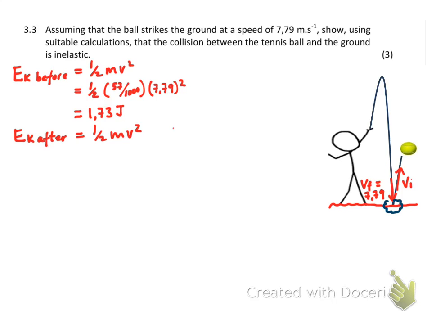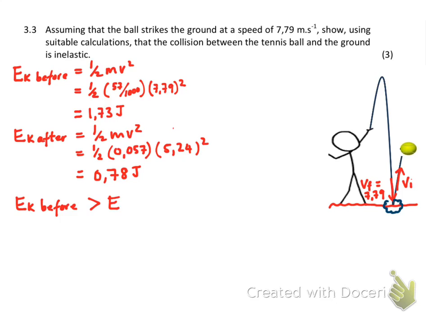If we look at kinetic energy after, again, half mv squared. The mass I've just put in there is 0.057, that's 57 over 1,000. And we calculated in the previous question that the velocity after the impact is 5.24. And we square that and we get 0.78 joules. And so we can conclude from that the EK before is greater than the EK after, so some energy is lost during collision, and therefore the collision is inelastic. Remember to finish off your answers nice and neatly to indicate exactly what the question's asking.